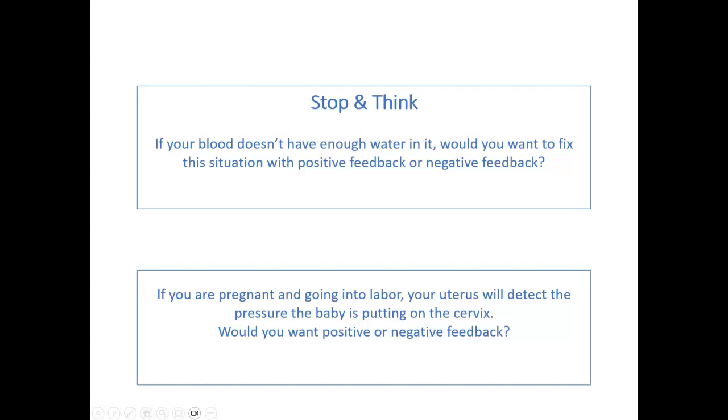Pause and think about these two practice problems. Remember to start by identifying what is the stimulus that your body's detecting, and then decide if you want to amplify or negate that stimulus.